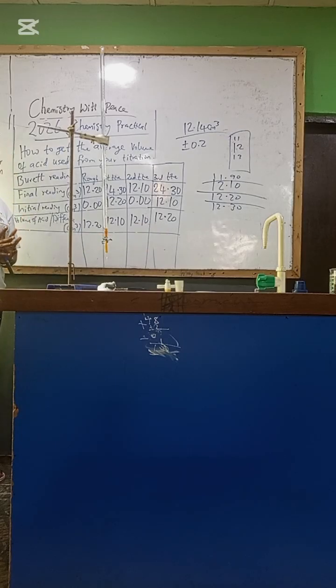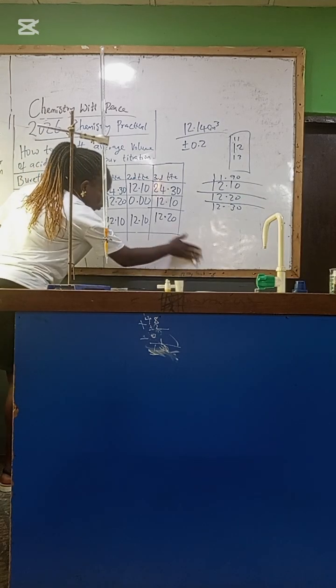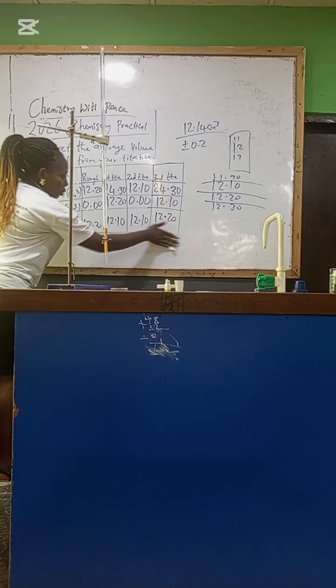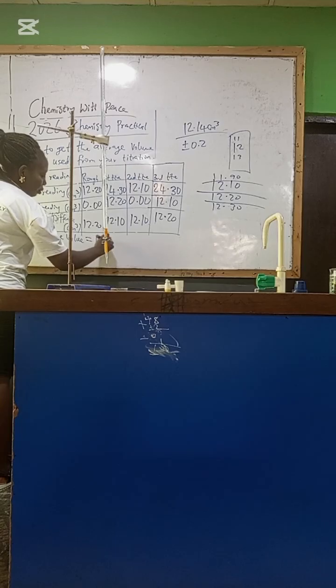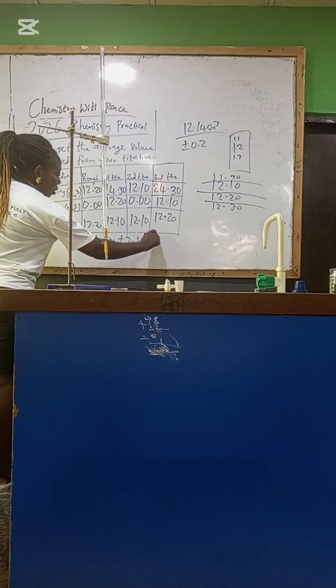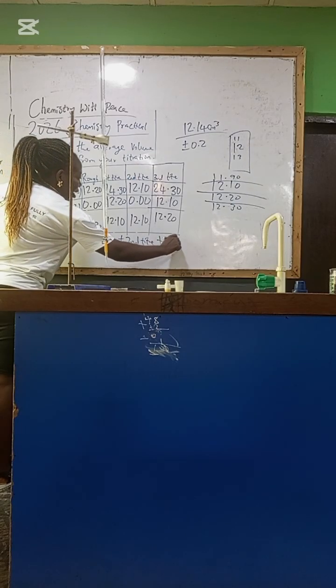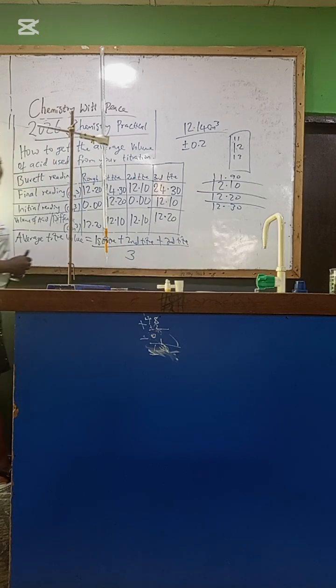Now, I will take my first Titre value, my second Titre value, and my third Titre value to get the average Titre value. So to get the average Titre value, average Titre value is equal to first Titre plus second Titre plus third Titre, all divided by 3.